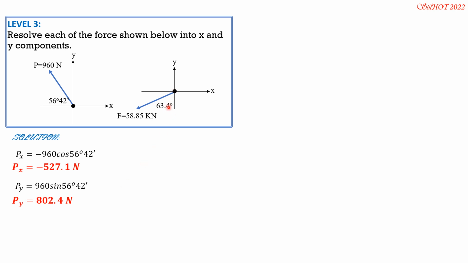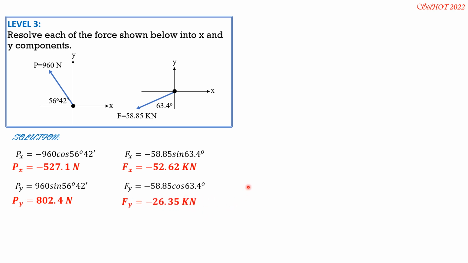Fx is negative to the left, so it is 58.85. This is Fx, it is opposite to 63.4, so it is negative 58.85 sine of 63.4 degrees. So Fx is negative 52.62. Fy is downward and it is adjacent to 63.4 degrees. So it is also negative 58.85 cosine of 63.4 degrees. So Fy is negative 26.38 kilonewtons.